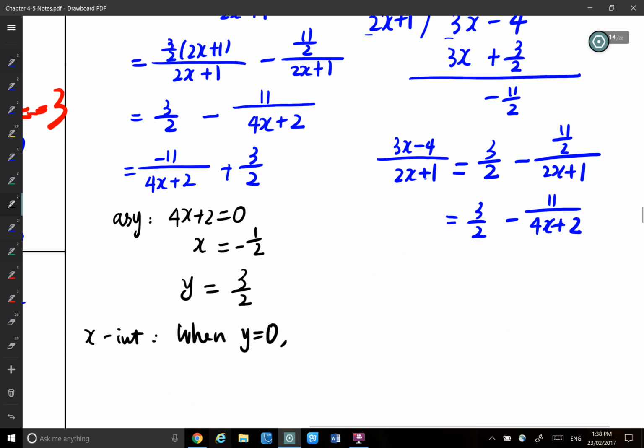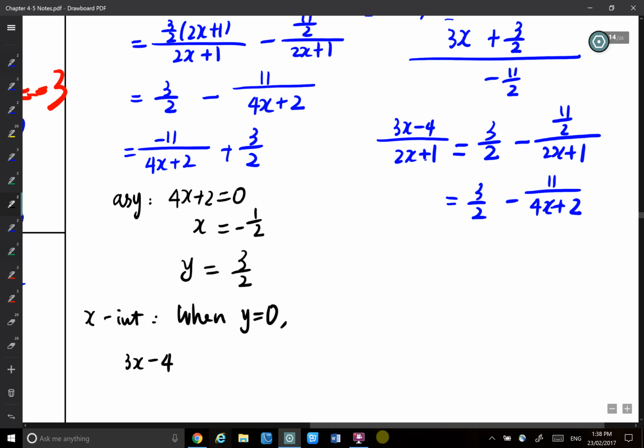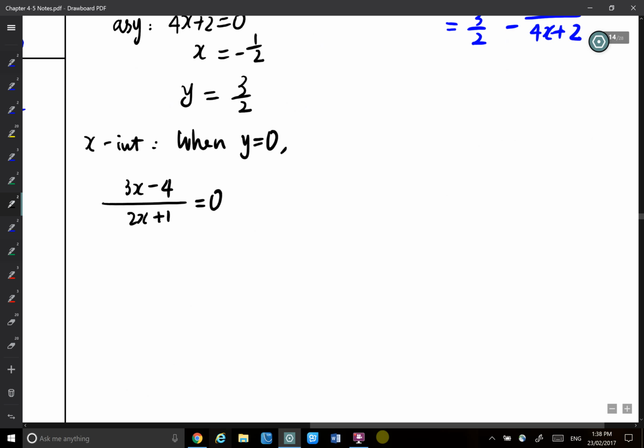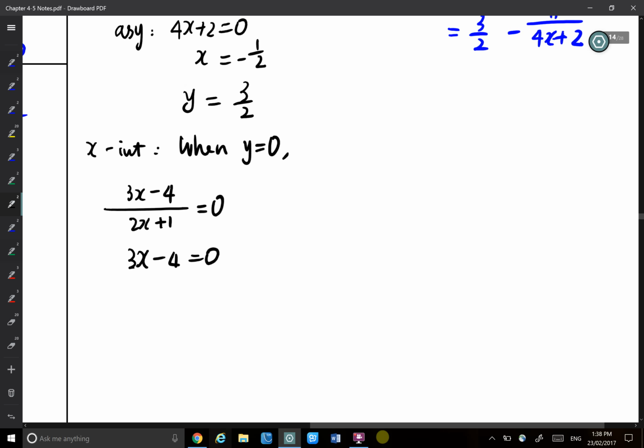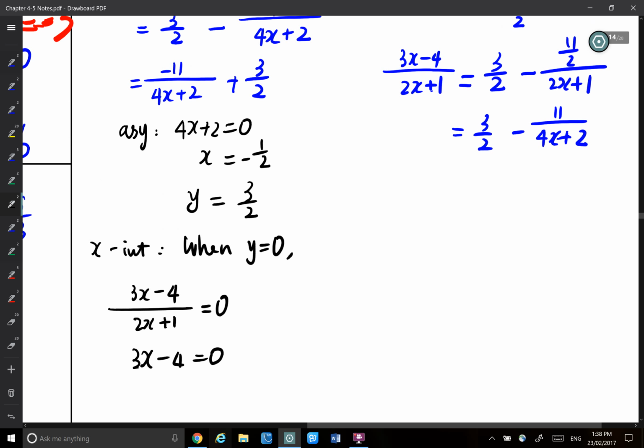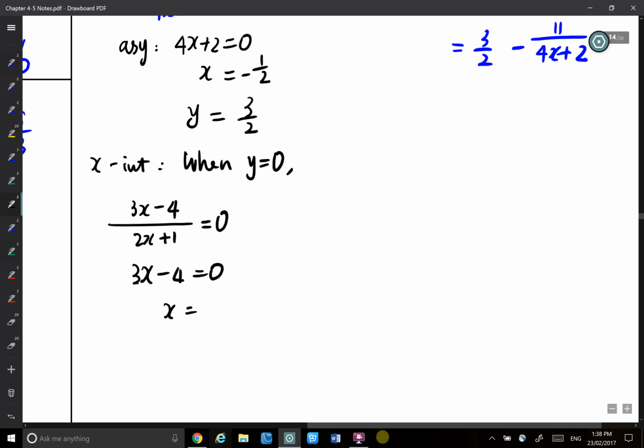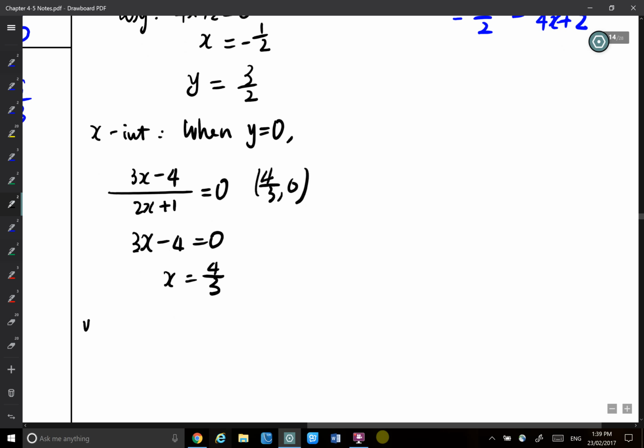So it's 3x minus 4 over 2x plus 1 equals 0. And it's really easy to have 3x minus 4 equals 0. It's easier than putting that into the top form. So x equals 4 on 3. So the x-intercept is 4 on 3, comma 0.